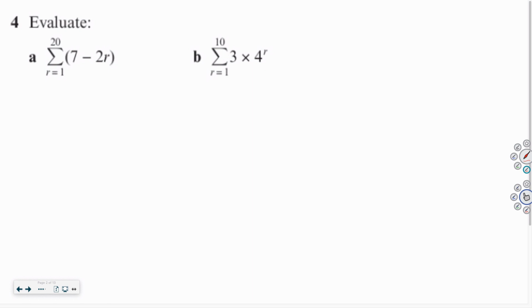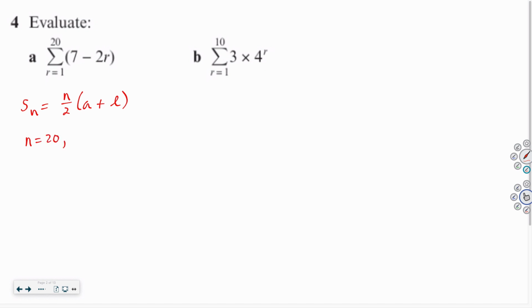This question says evaluate the summation of 7 minus 2r from r equals 1 to 20. Now we've got an arithmetic sequence, as the nth term here is arithmetic. So we can use the formula Sn is equal to n over 2 times (a plus l). And we can find the first term by substituting r as 1 and finding the last term by substituting r as 20. So we know that n is going to be 20 as we're going to have 20 terms.